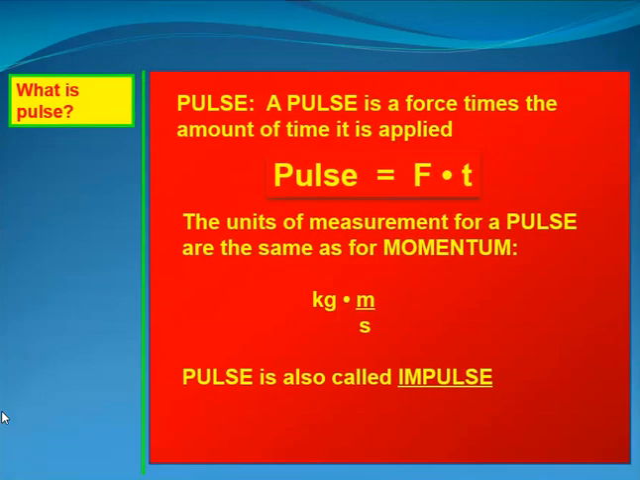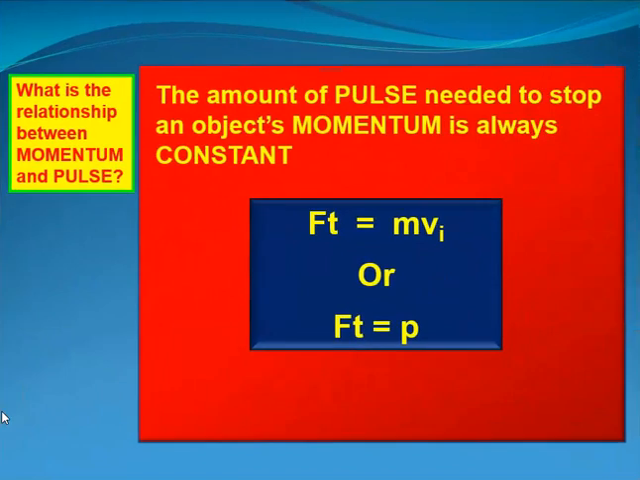Impulse. An impulse is force times the amount of time it's applied. So impulse equals force times time. The units of measurement for impulse are the same as for momentum, kilogram meters per second. Impulse is also called pulse. So the amount of impulse needed to stop an object's momentum is always constant. So force times time, which is impulse, equals mass times velocity, which is momentum.